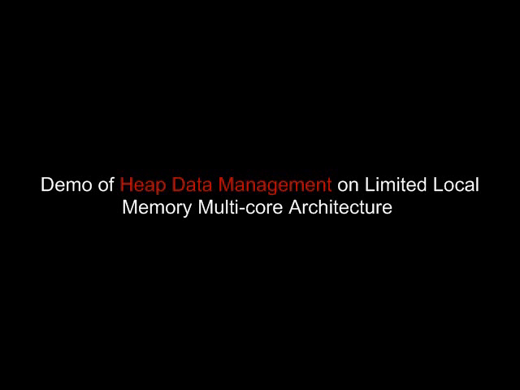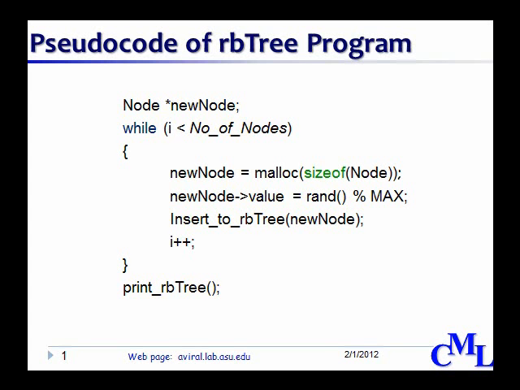This video is a demonstration of heap data management scheme on applications for limited local memory multi-core architectures. One such kind of architecture is the IBM Cell processor. We will test it on an example which is called red black tree.